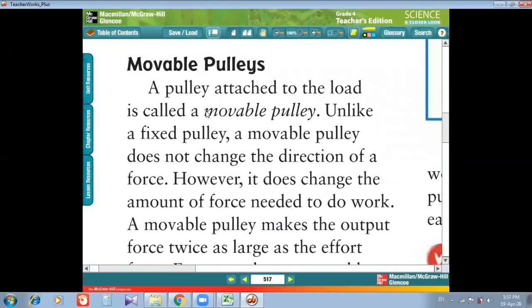A pulley attached to the load is called a movable pulley. As I told you before, a pulley attached to the load is called a movable pulley. Unlike a fixed pulley, a movable pulley does not change the direction of a force. As we have seen in the diagrams, in the fixed pulley, the forces were in opposite directions. But in the movable pulley, both the forces, the effort force and the output force, will be in the same direction. However, it does change the amount of effort needed to do work. What happens in the movable pulley is that it changes the amount of force needed. How?